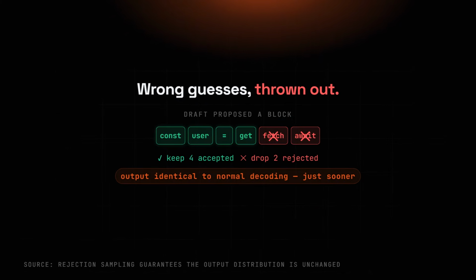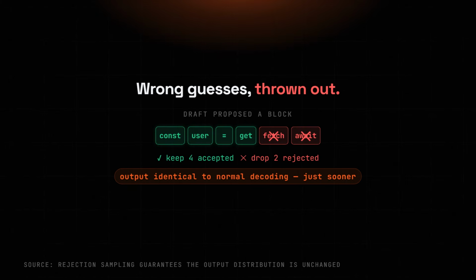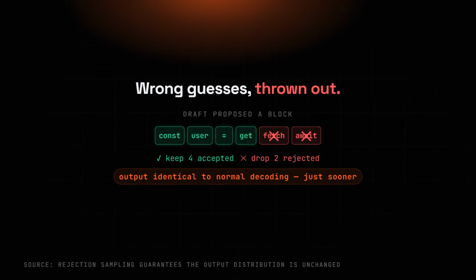The verifier uses rejection sampling, which keeps the final output mathematically identical to normal decoding. Wrong guesses are thrown away. You only ever keep the tokens the real model would have written anyway. You just get them sooner.